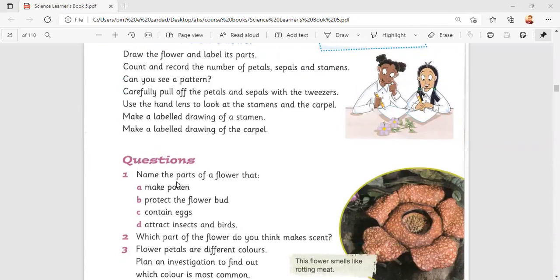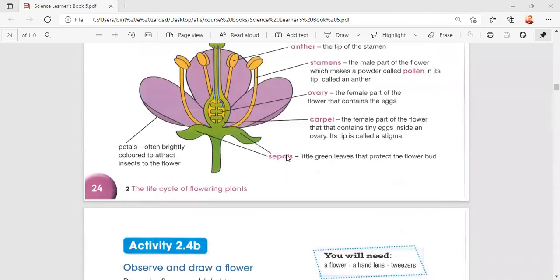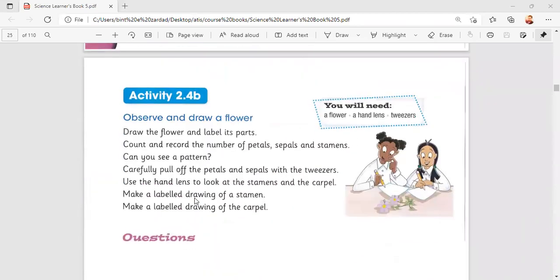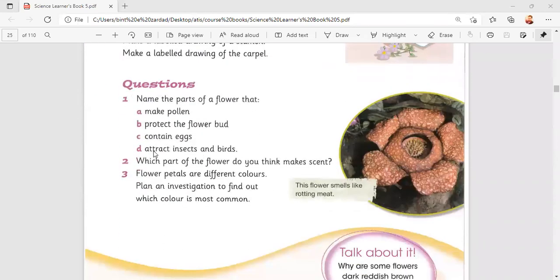Question: name the parts of the flower that make pollen. Anthers make pollen for the flower. Protect the flower bud: sepals. These two leaves protect the flower bud. Attract insects and birds.